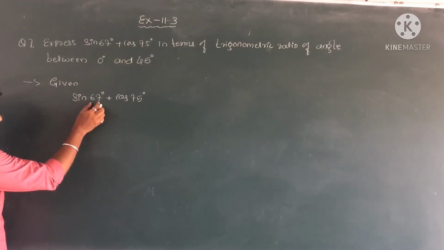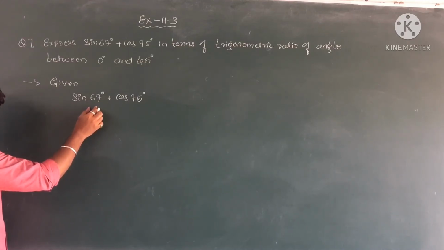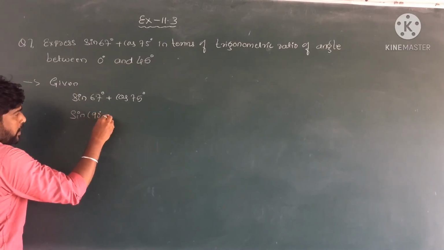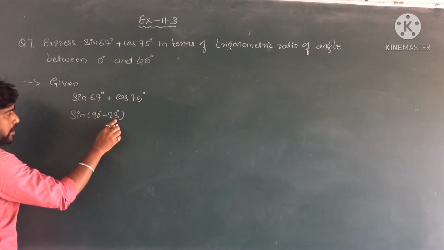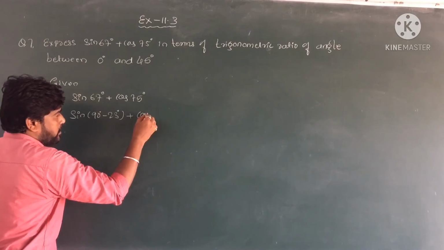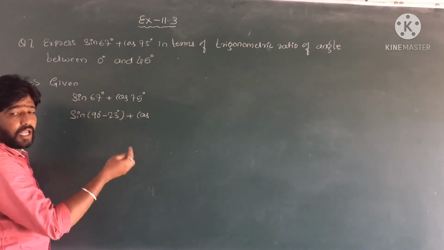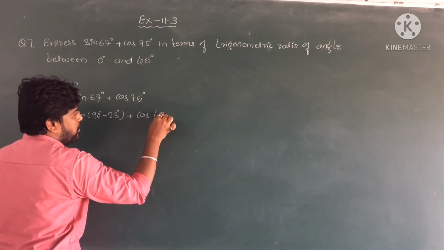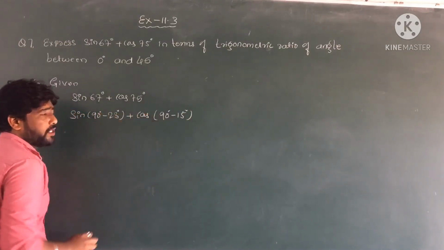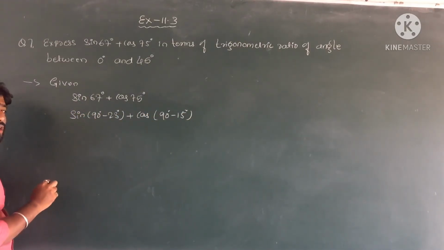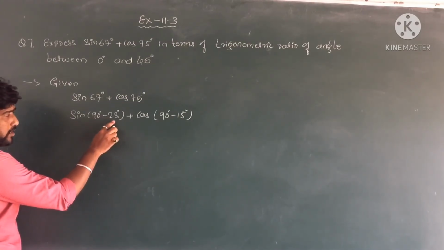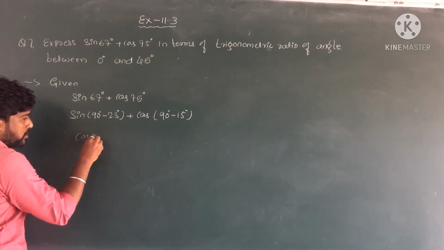So this sin 67 we can write as 90 minus 23. So write down sin of (90 minus 23). 90 minus 23 is 67. So plus here also cos as it is. The 75 we can write as 90 minus 15. 90 minus 15 we get 75. And we know that sin 90 minus theta is cos theta. Right? So here sin of (90 minus 23) is cos 23.